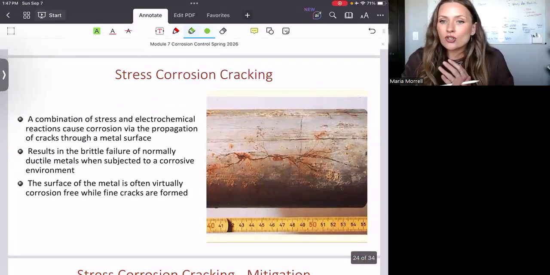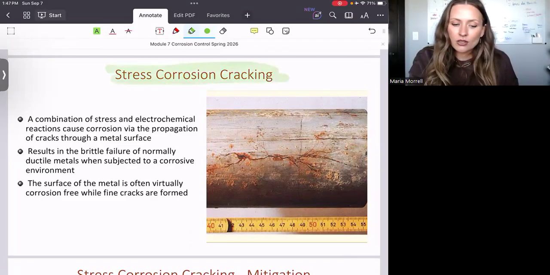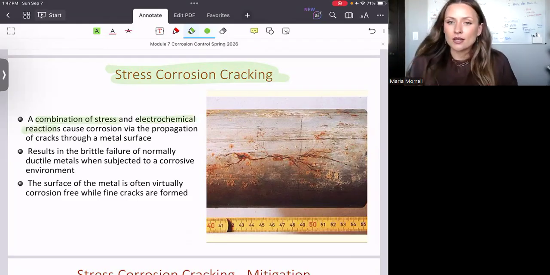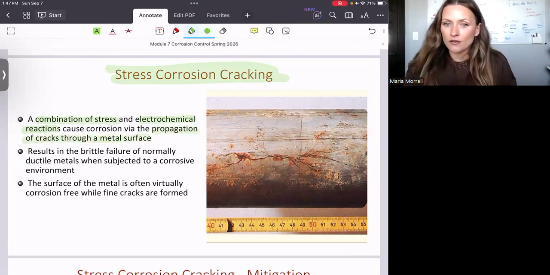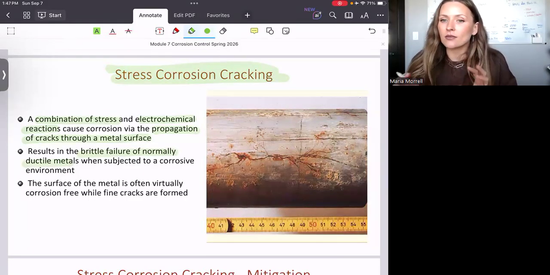Now, stress corrosion cracking. So typically with this particular corrosion, it's a combination of stress and corrosion, right? So you need to have a corrosive environment and the stress. And typically you see it as the propagation of cracks in the metal surface, right? What we need to keep in mind is that usually when stress corrosion cracking happens, it results in brittle failure of normally ductile metals.